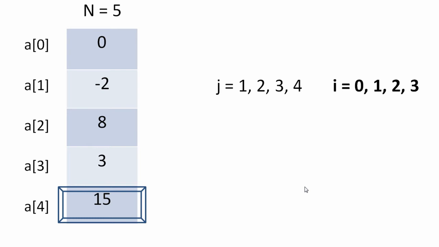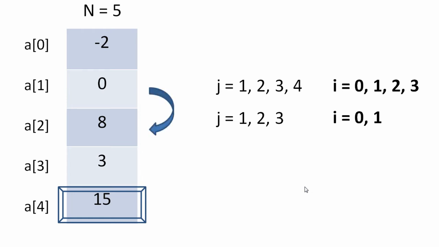Now the next iteration. Start from 0, select a of 0 again, compare it with a of 1. Now 0 is greater than -2, so sort them. Now select a of 1 and compare it with a of 2. Zero is not greater than 8, so leave it as it is. Now compare a of 2 with a of 3. Now 8 is greater than 3, so swap them.